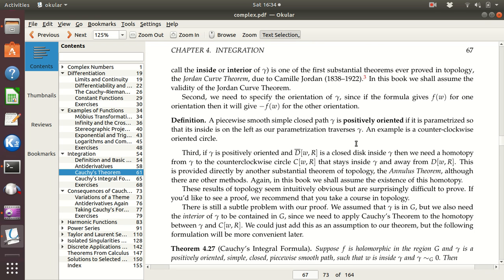Right? So if I'm going counterclockwise on this, then the interior is to my left as I go. Put yourself on that path, and that's to the left. So this is positively oriented. And if I had gone this way around, with the interior still there, then this would be negatively oriented.